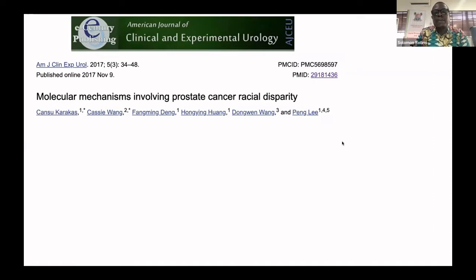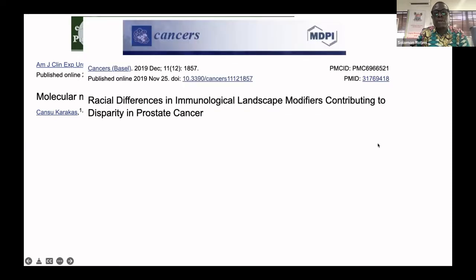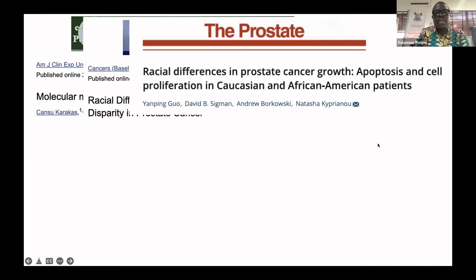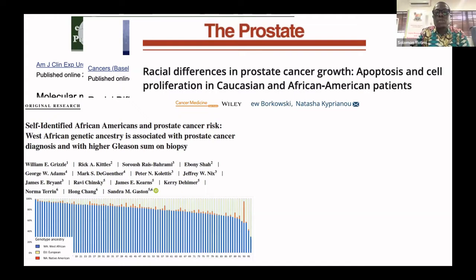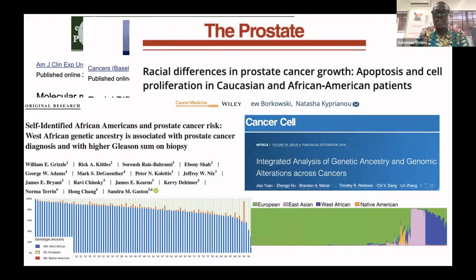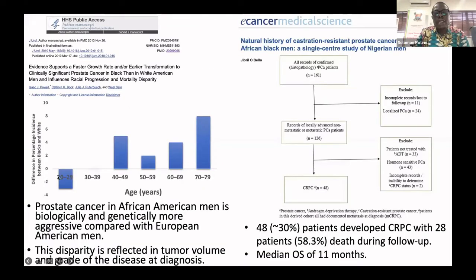What is clear from several studies is that genetics and genomics play a critical role in the risk and outcome of prostate cancer. More studies are clearly identifying genetic ancestry, particularly those that relate to the West African coast of the Atlantic Ocean, to be responsible for increasing risk and outcome of this disease. If you match age for age, you clearly see differences in tumor biology when you compare white and Black. This has also been replicated in Nigeria, where a very high percentage of patients, about 30%, develop castration-resistant prostate cancer within 2 years.